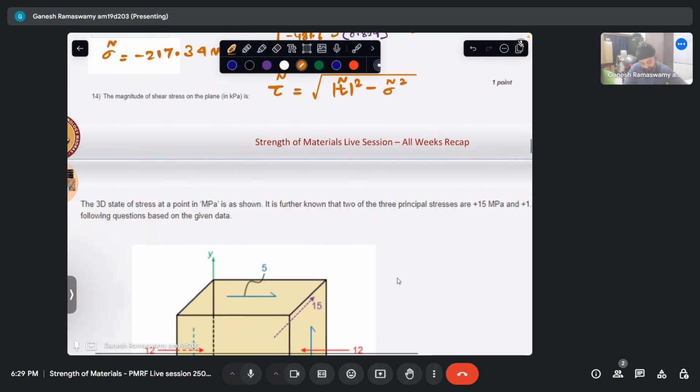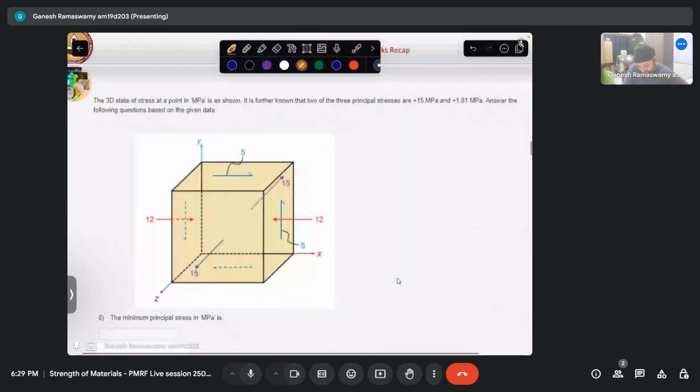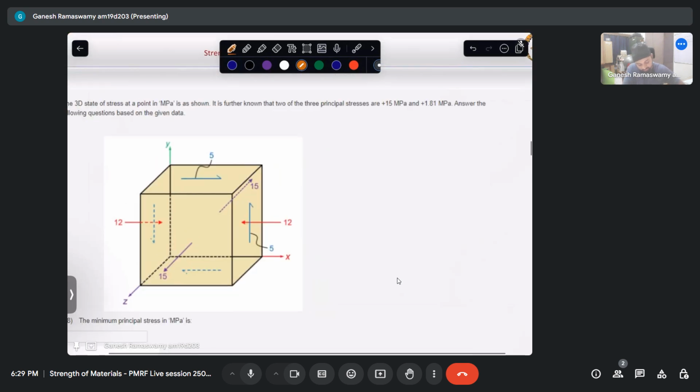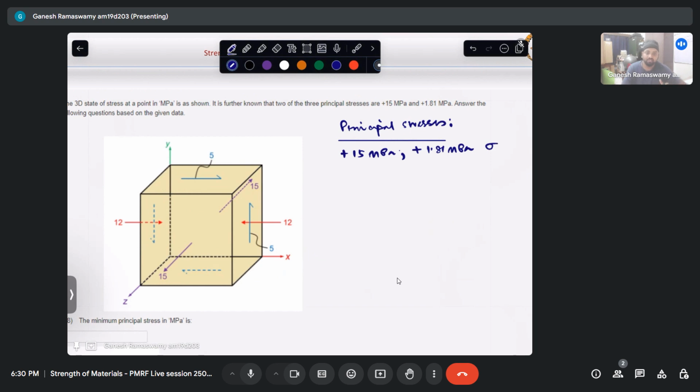All right, so let us look at this question. The 3D state of stress at a point in MPa is shown. It is further known that two of the three principal stresses are 15 MPa and plus 1.81 MPa. So the principal stresses, two of the three are known to be 15 MPa, plus 1.81 MPa. This is also plus. And then we have some sigma. I am not labeling it specifically as 1, 2, 3 because I don't know the third quantity.